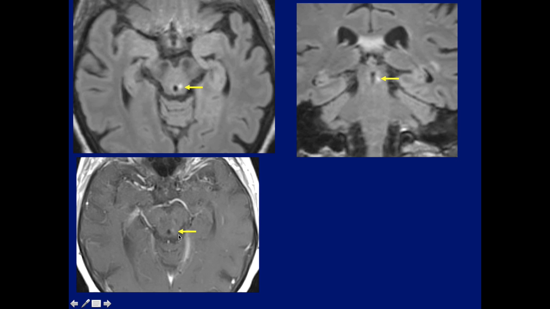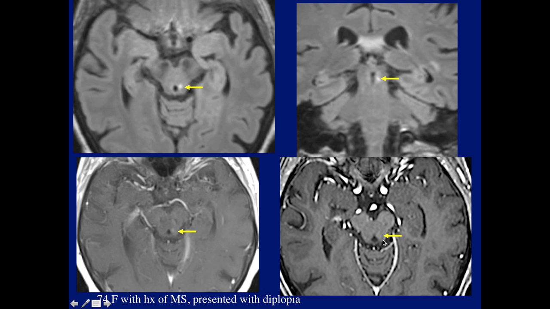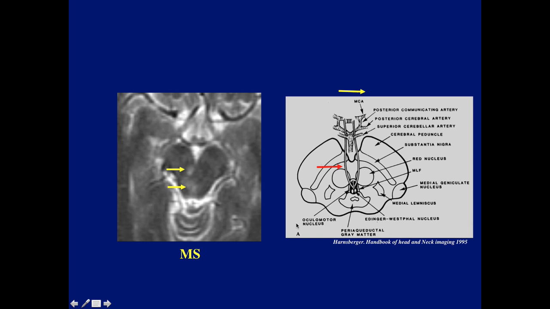Not as well seen on the MP RAGE as on the spin echo. And here's another case of MS showing the lesions in the region of the nucleus as well as along the course of the fibers towards the interpeduncular fossa.